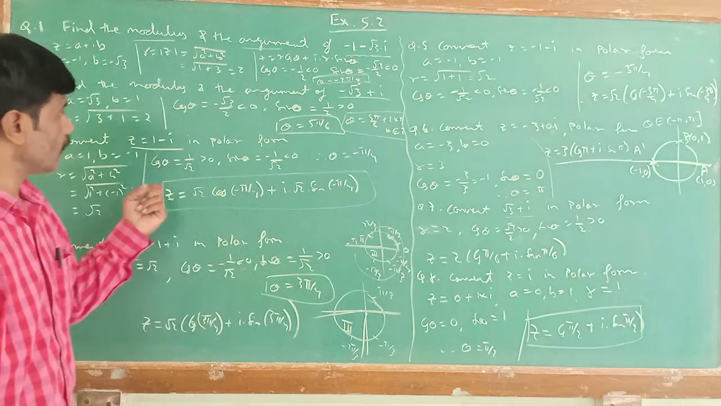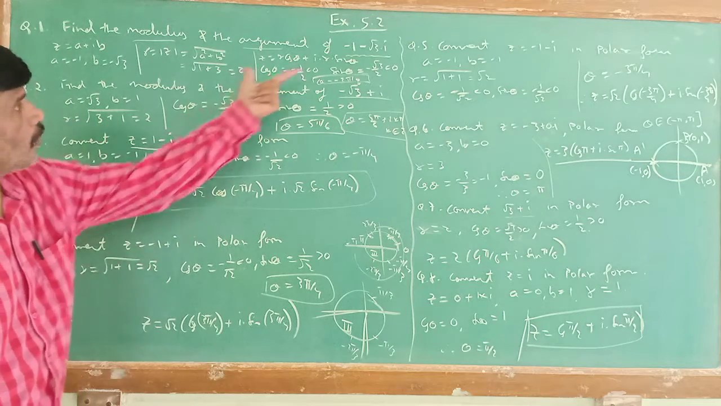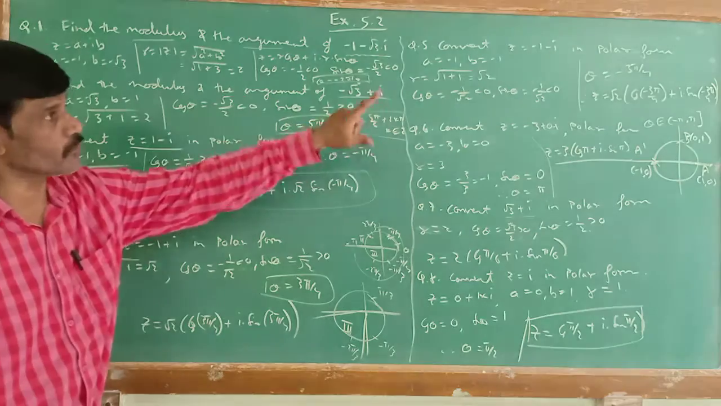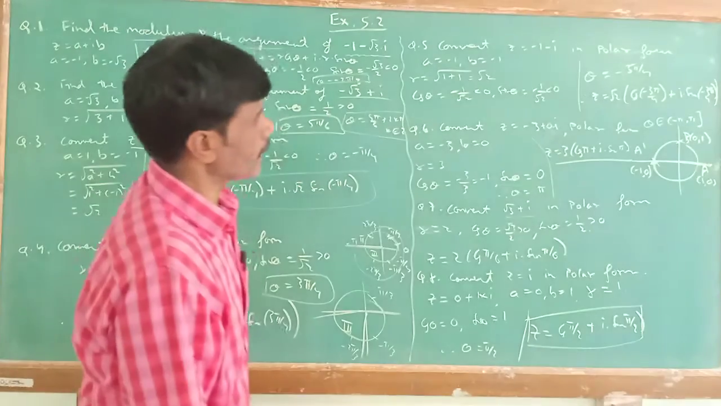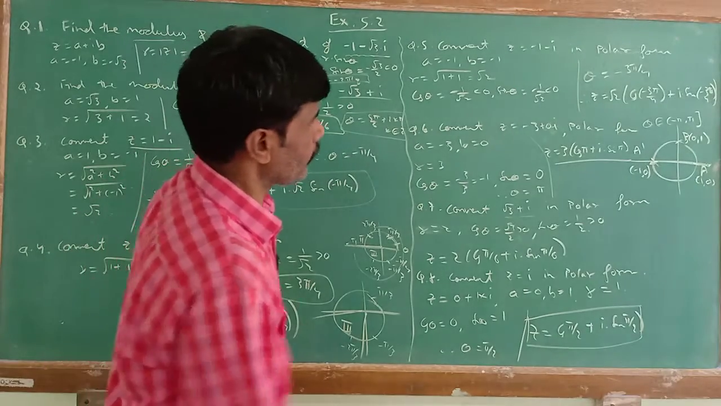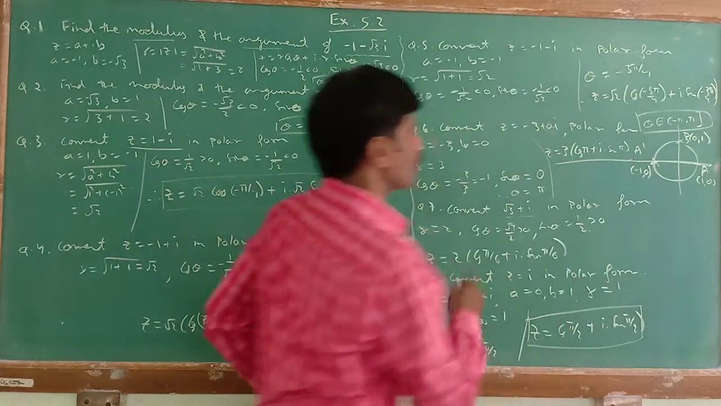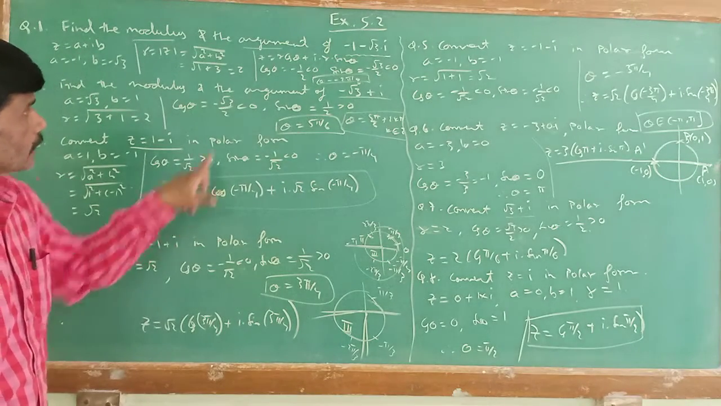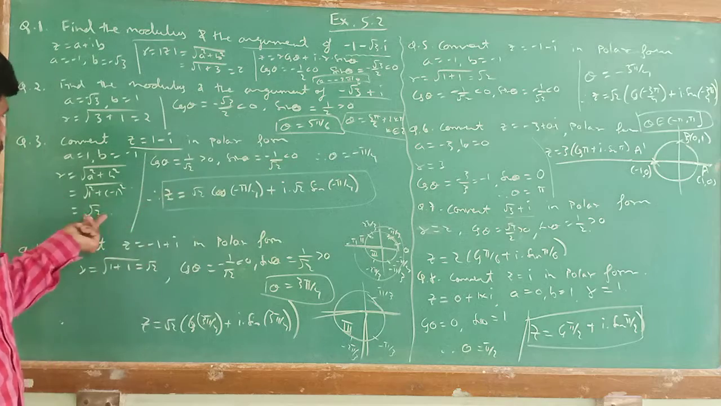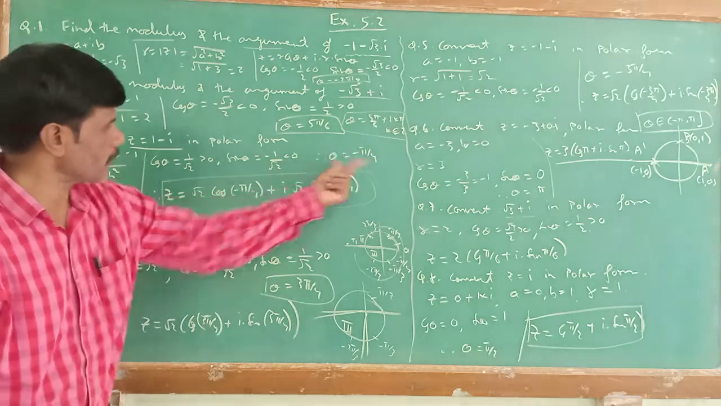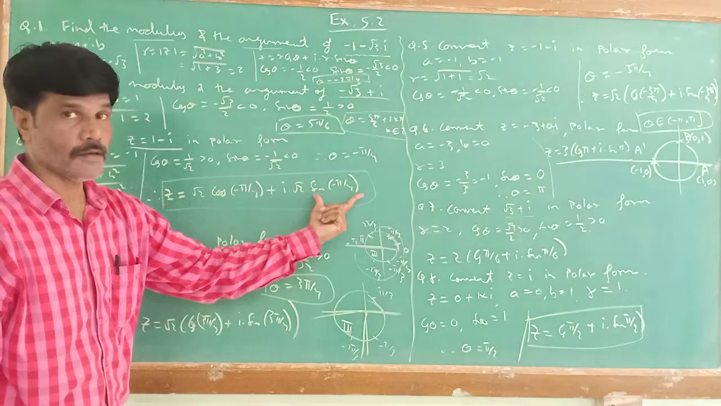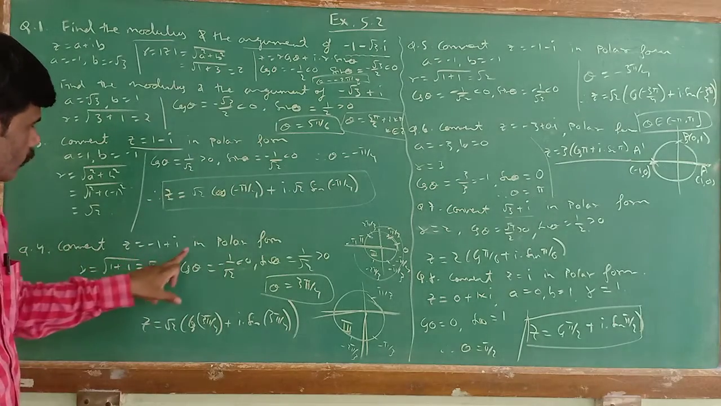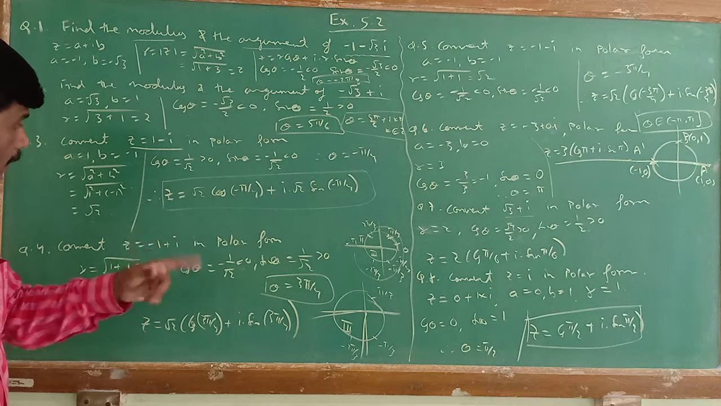So the polar form is z = r cos θ + i r sin θ, where θ belongs to the interval (-π, π]. So that is -π by 4 for θ. So z is equal to r, that is √2, times cos of θ, where θ is -π by 4, plus i r sin θ, that is -π by 4. Same question, all questions are the same. Then convert z = -1 + i. Comparing, a is -1, b is 1.